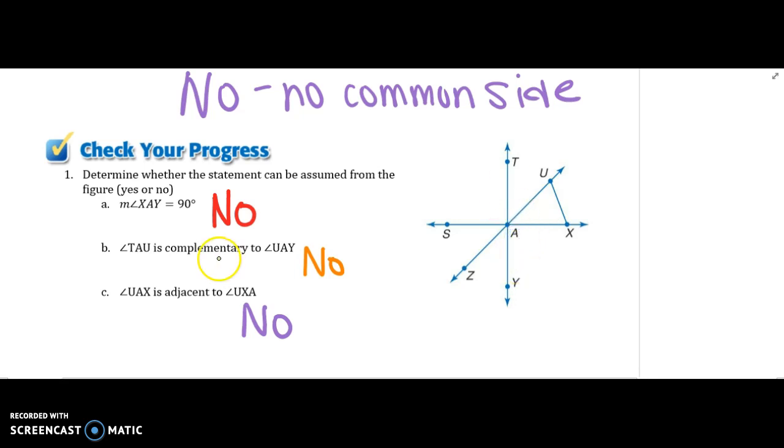But we could assume that if it said supplementary, it'd be yes. And then UAX, so this angle right here, is it adjacent to UXA? No, they do share a common side, but they don't share a common vertex here. So we looked at an example like that. They have to share a side, but also a vertex. Awesome job. That was section 1.5.